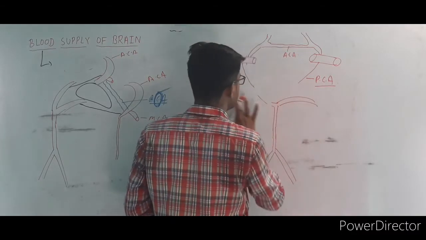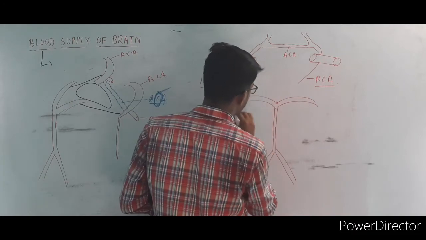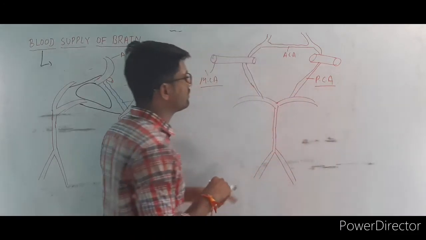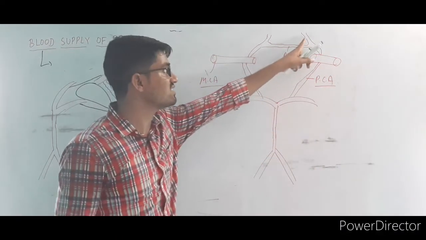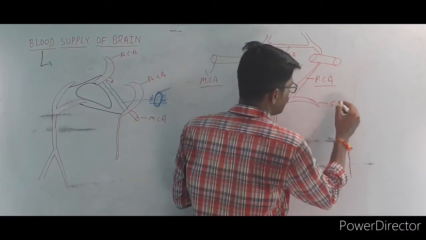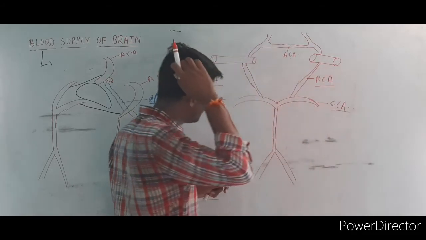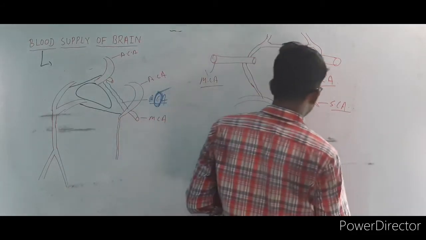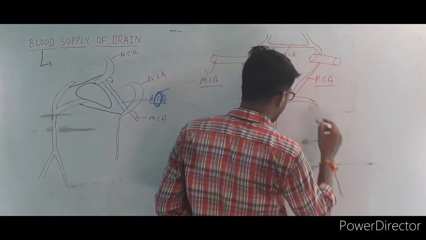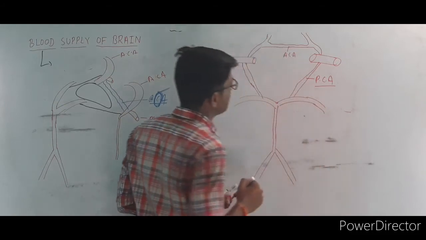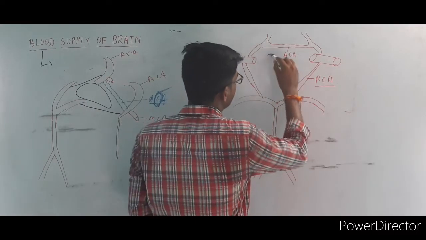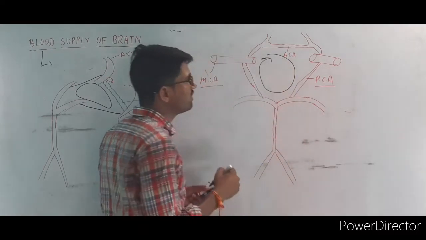Now you show it like this. This is the posterior communicating artery, this is the anterior communicating artery, this is the anterior cerebral artery, and this is the superior cerebellar artery. This is the terminal branch. So this is your circle of Willis. Can you see here one beautiful ring? That ring is called the circle of Willis.